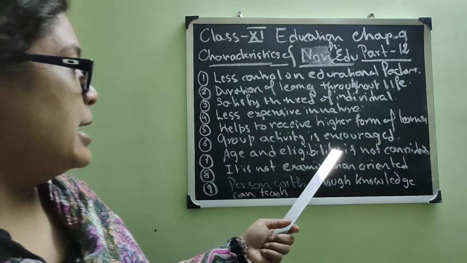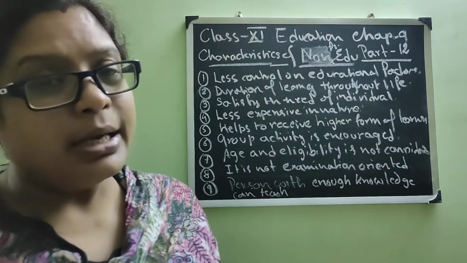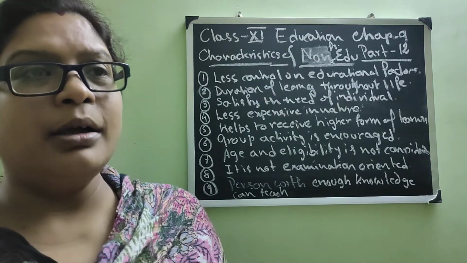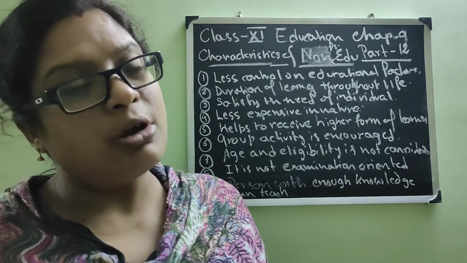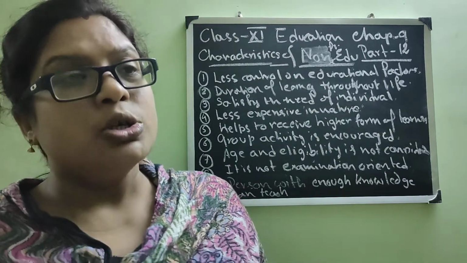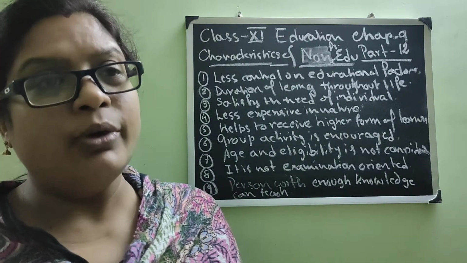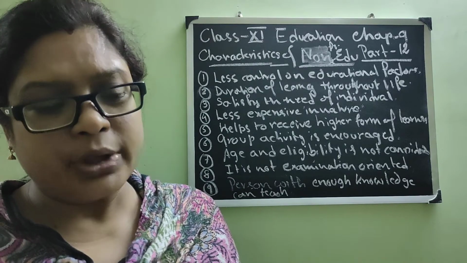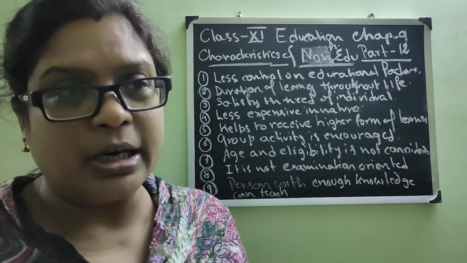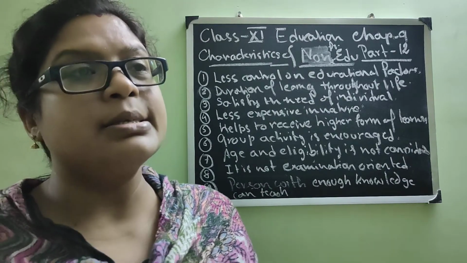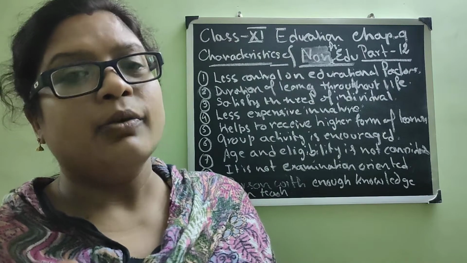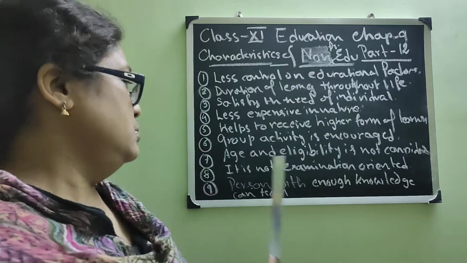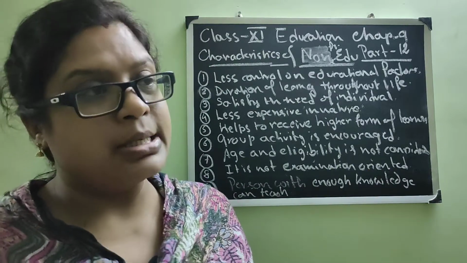Next is age and eligibility is not considered. It is also true, as I have told you, that learning something at any age is possible, which is not possible in case of formal education. So whatever you are learning, whenever you are willing to learn, you can start your learning. So we say that there is no age for learning. You can start your learning at any age. Whenever you feel interested about something, you start learning that. So age and eligibility is not considered.